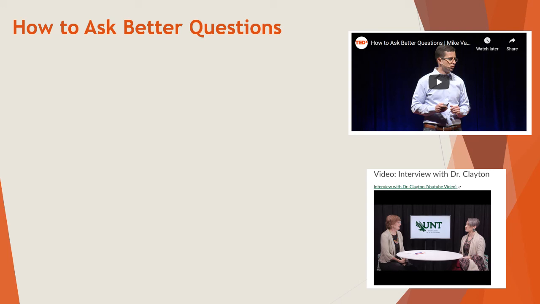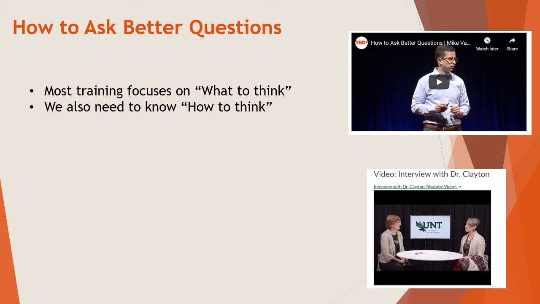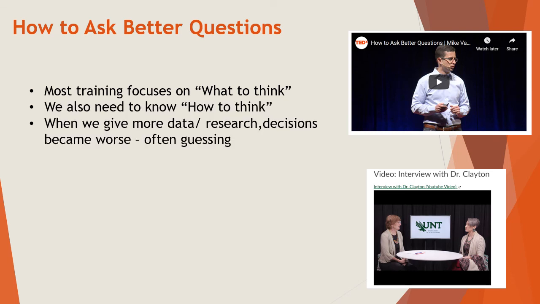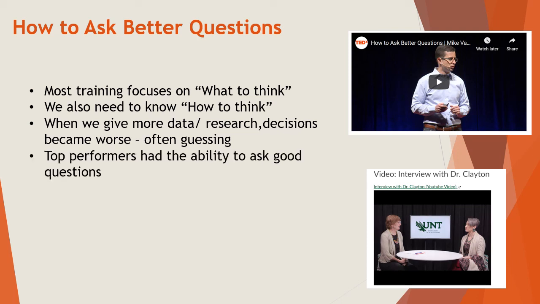So we have two videos in our next Canvas section on how to ask better questions. And the first one is a TED Talk from Mike Vaughn. And the second is an interview with Dr. Clayton here locally at University of North Texas. And so Mike talks about how most of our training, most of our education focuses on what to think, on known knowledge. But we also need to know how to think. And to emphasize this, he points out that often when people are given a lot of research or data, their decisions actually become worse because they're often guessing.